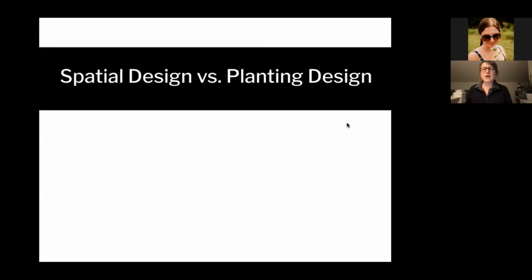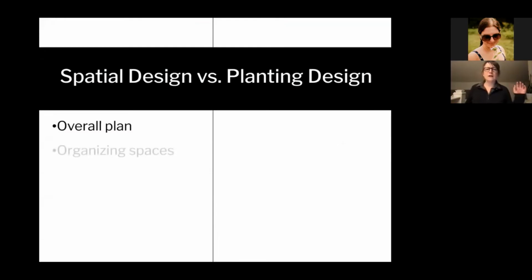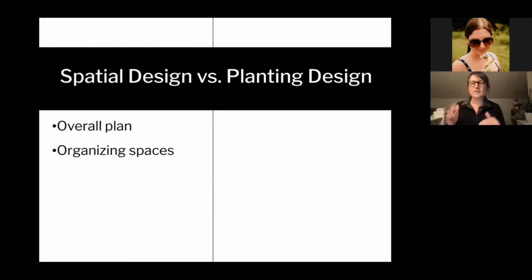So last week we talked about that spatial design is more about the overall plan, and it's about creating the spaces or the rooms in a garden. I always like to think of landscape design like the main unit of landscape design is the garden room. We're creating a room that has a floor, a wall, and a ceiling, and we're living in that space, whether we're eating outside, playing croquet, doing the laundry, whatever we're doing, we're creating these spaces outside to enjoy and to live in.